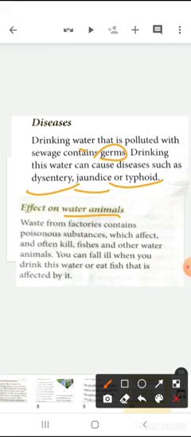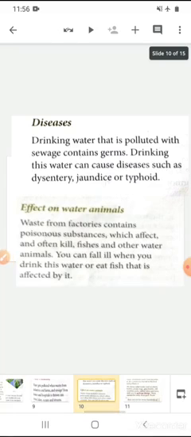And what is the effect of dumping harmful chemicals into water on water animals? Waste from factories contains poisonous substances which often kill fishes and other water animals. You can fall ill when you drink this water or eat fish affected by this. Poisonous substances are thrown into the water which sometimes kill the water animals or fish, and if you drink this water or eat fish from this poisonous water, you can fall ill. Okay.